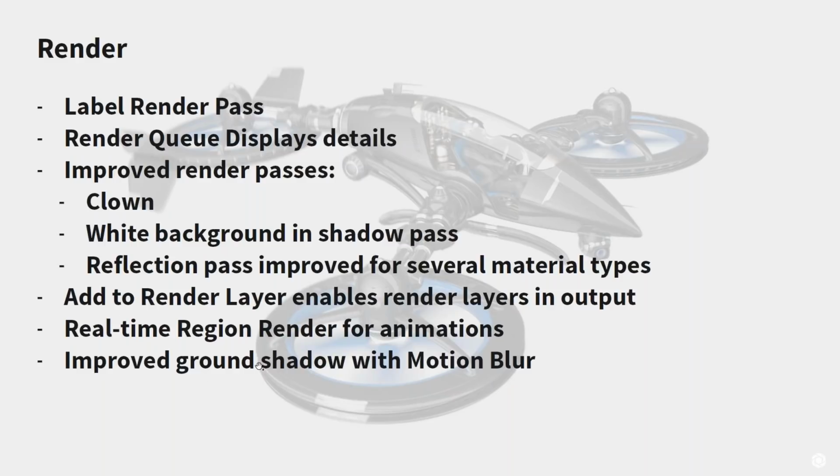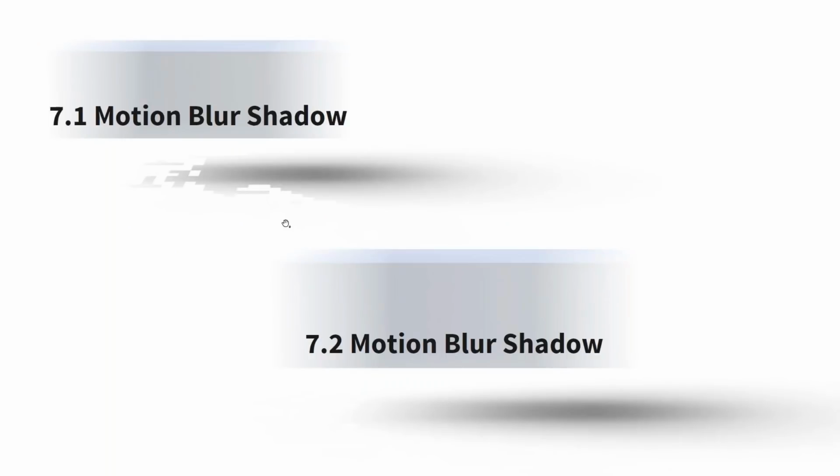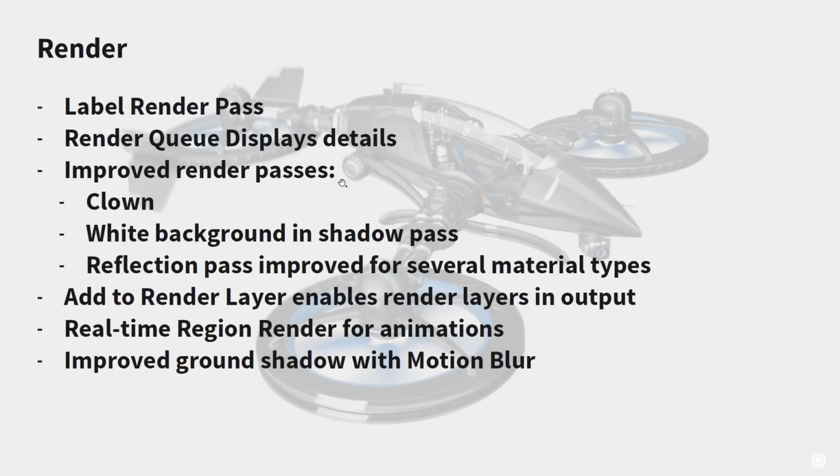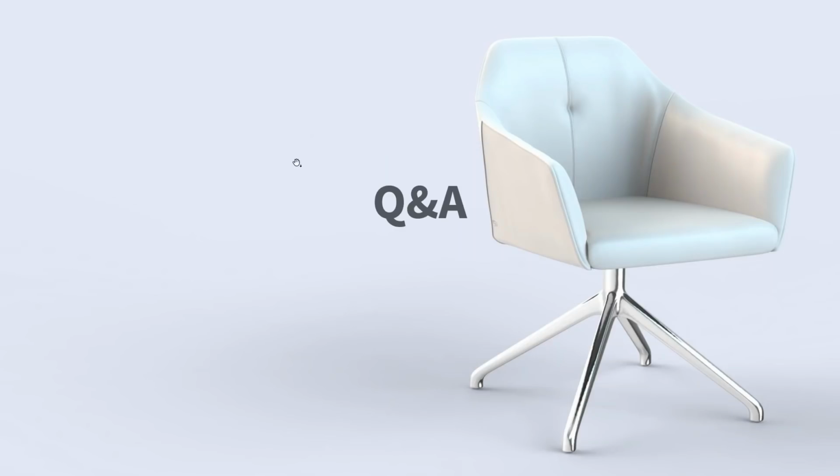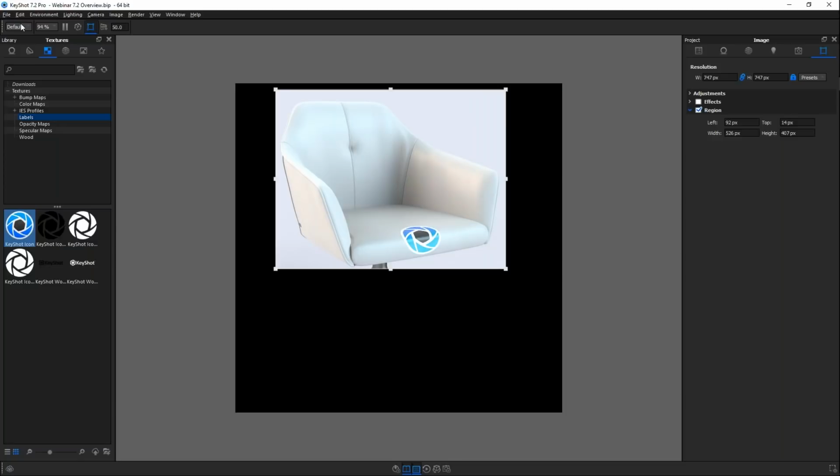And the one that we had already talked about earlier, which was our improved ground shadows with motion blur. Again, just a nice smooth shadow that works in the default KeyShot ground when you have an item casting a shadow that's got motion blur enabled. And we already saw our clown pass comparison. So as far as our actual live demo, this is going to wrap it up.